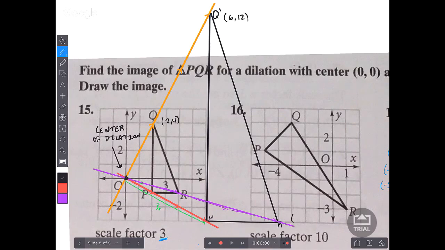And over here, this was 4, 1, and it becomes 12, 3 when I multiply everything by 3. Oh, -1, -3. And over here, this was 2, -1. So it becomes 6, -3.